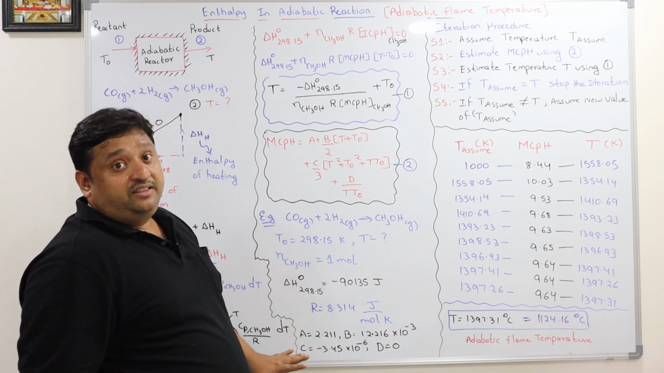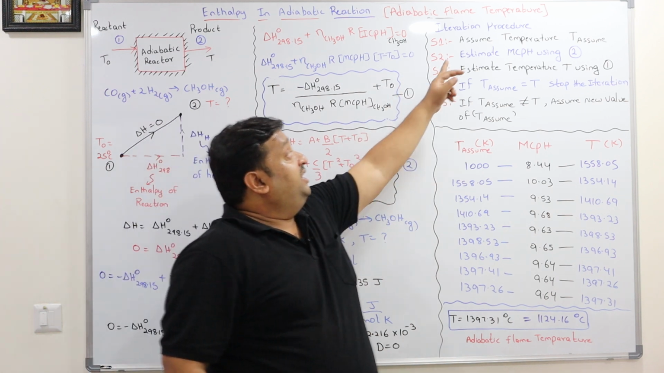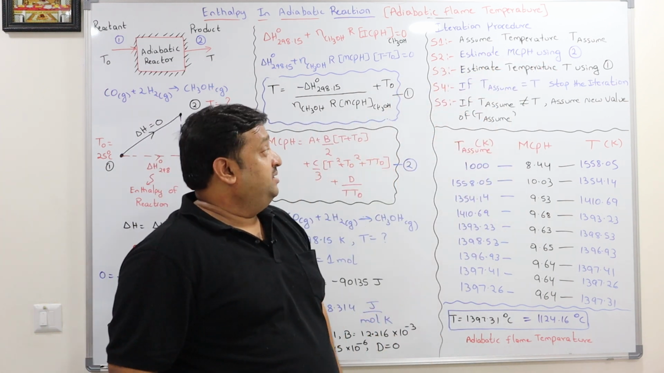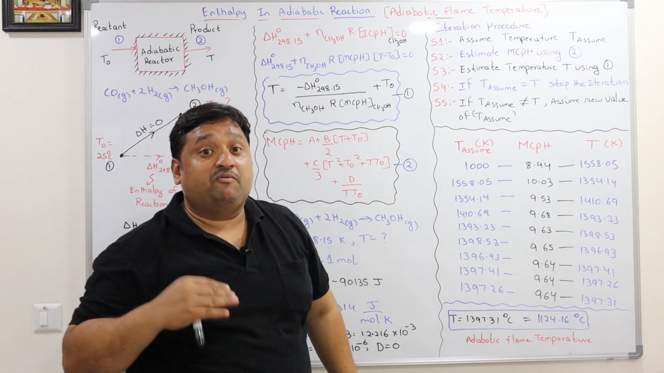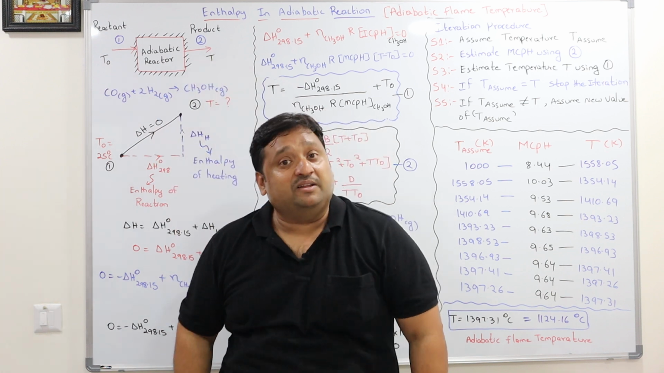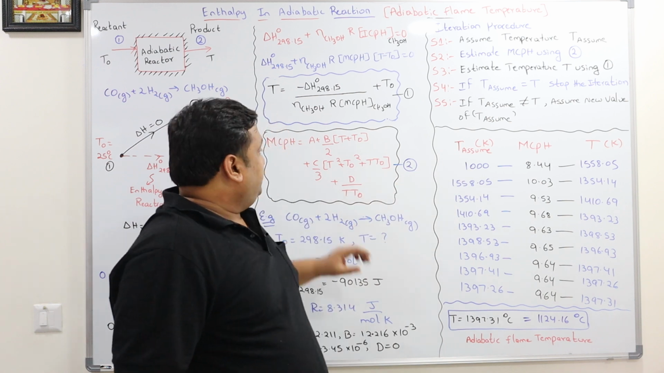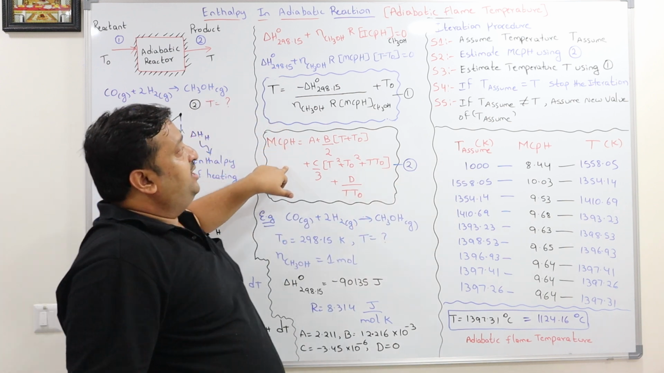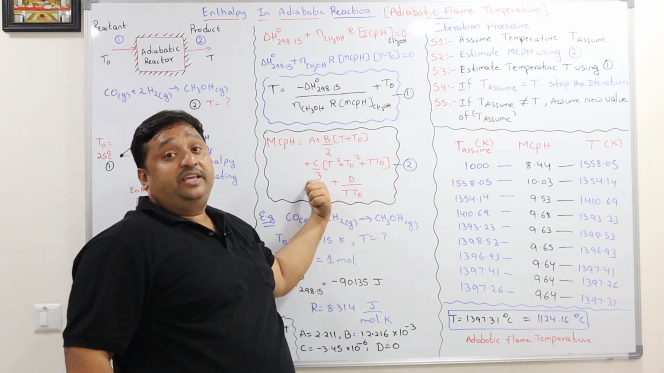Let us start the iteration procedure. Step 1: assume a temperature. Let us assume, and I have to assume a higher number. Why? Because it's an exothermic reaction, the final temperature will be higher than the initial temperature. So let us start with some 1000. Then calculate MCPH using equation 2, that is, estimate MCPH using this equation 2.